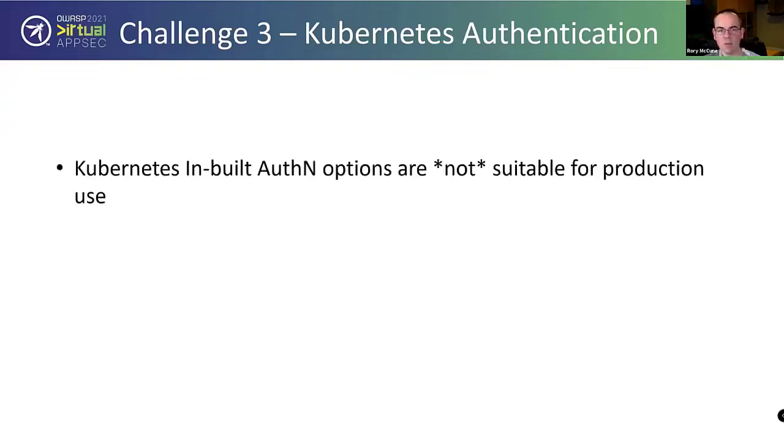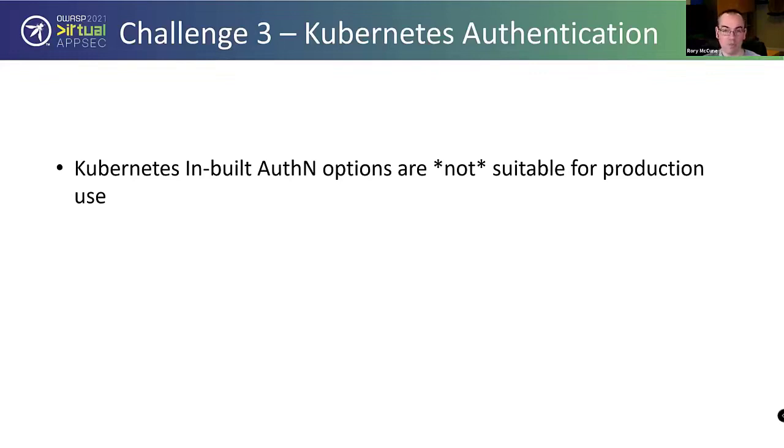So Kubernetes provides some inbuilt authentication options. It is a multi-user platform, but none of the inbuilt authentication options are suitable for user authentication, not suitable for production use. So none of them make sense or should be used in production. The first one is token authentication. That stores things in clear text on the API server, and you have to reboot the API server to make a change to your credentials. Fairly obvious that isn't suitable for production.